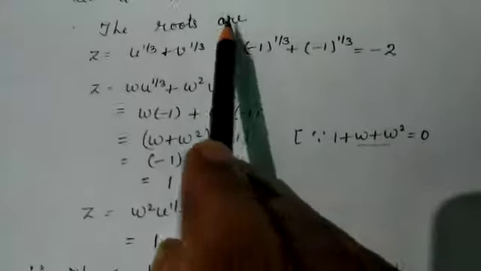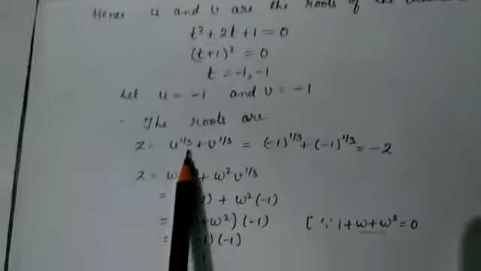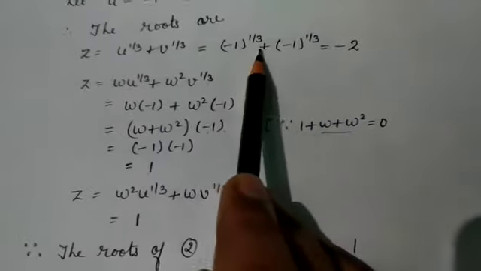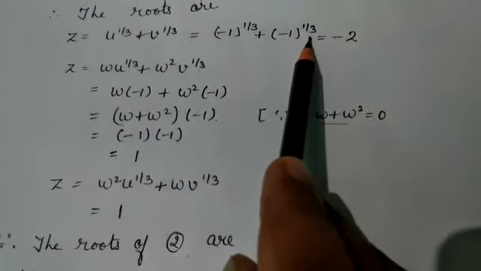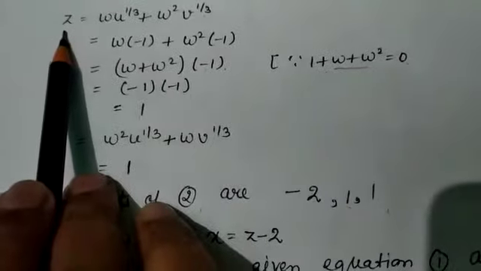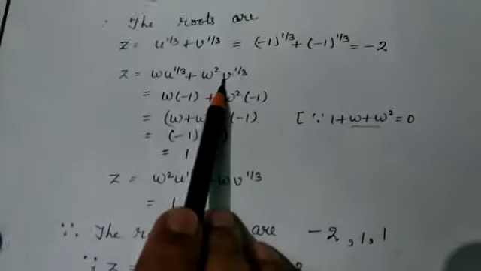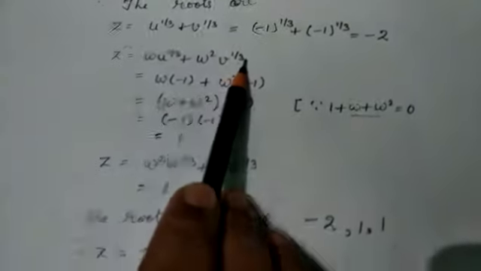Therefore, the roots are: the value of z is u to the power 1 by 3 plus v to the power 1 by 3. So minus 1 to the power 1 by 3 plus minus 1 to the power 1 by 3 will give minus 2. Second value of z is omega u to the power 1 by 3 plus omega square v to the power 1 by 3.